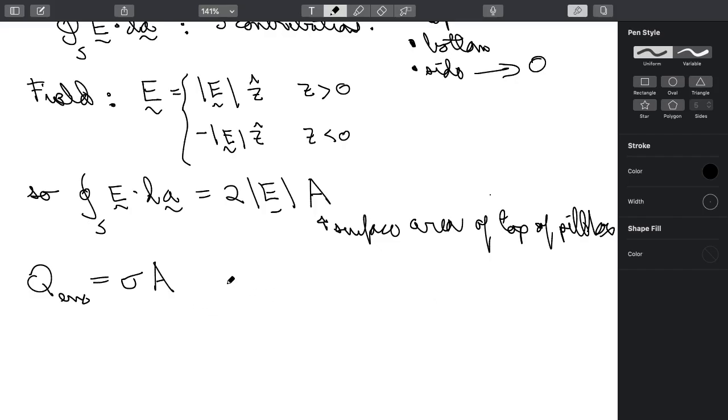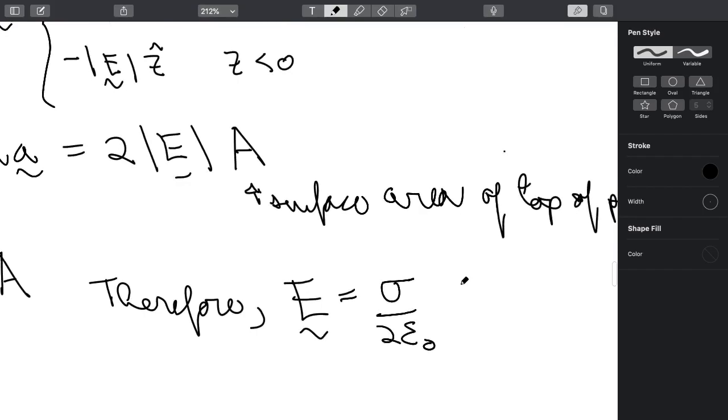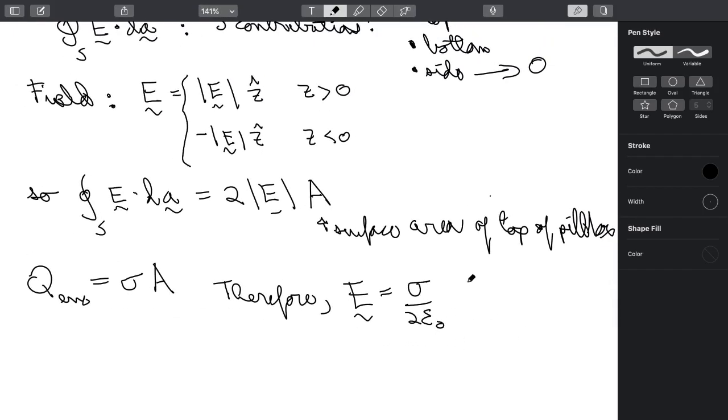So therefore, E is just equal to, so Q enclosed over epsilon 0 has to be equal to this. Area falls down, factor of 2 comes in. So sigma over 2 epsilon 0. And now just the sign of the coordinate z, so I can just write that as z divided by absolute value of z, in the direction z hat. So you see, we put in some symmetry considerations, and we just obtained the value of the field. Does this look right?